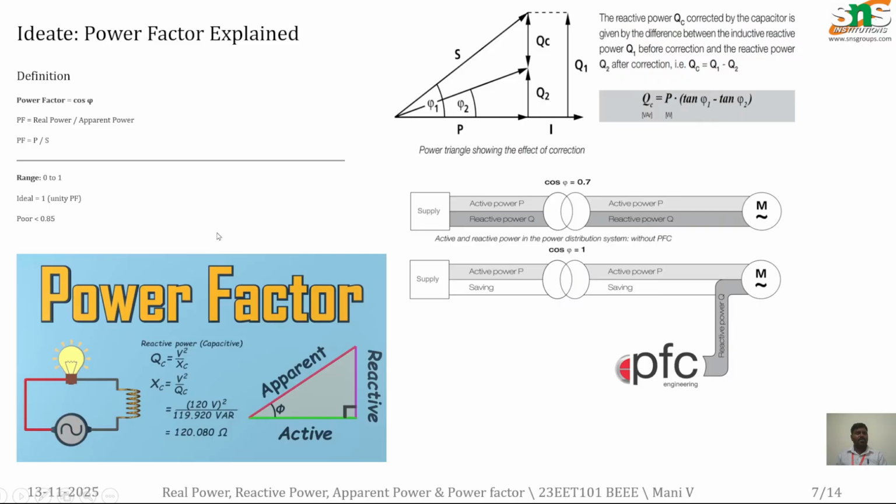Now, what is power factor? The power factor is the ratio of real power to apparent power. The real power is nothing but active power. Now if the power factor is 0.7, there will be reactive power. If you use some reactive power compensation method, the power factor of 0.7 can be compensated to unity, and we are able to save energy.